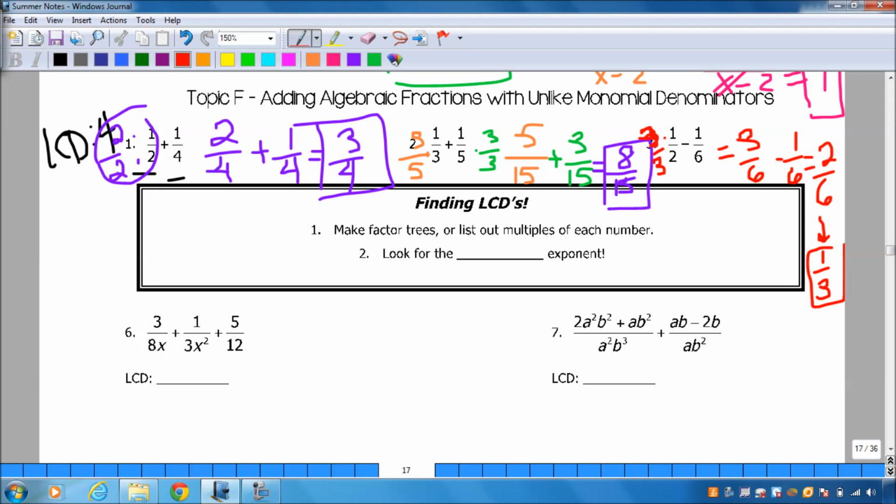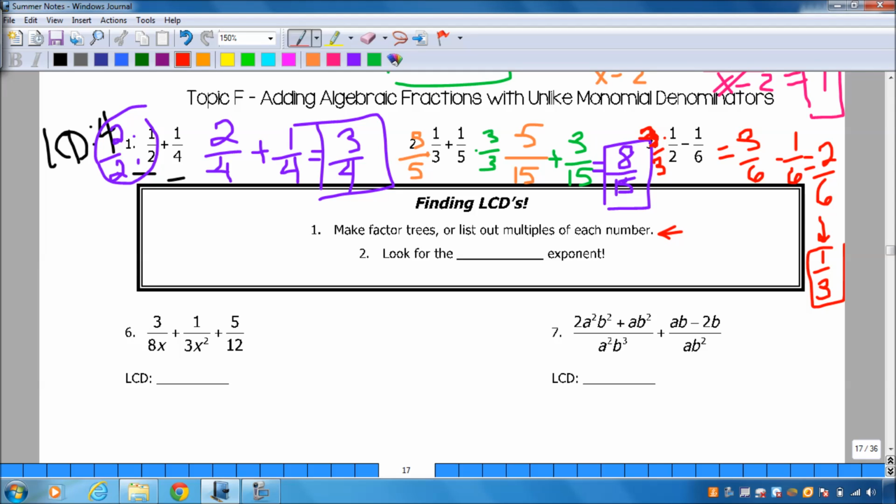Same exact thing with algebraic fractions, okay? So first thing you're going to do to find an LCD is you're going to make factor trees or list out multiples of each number. Basically, this right here is what you're going to do for your coefficients.